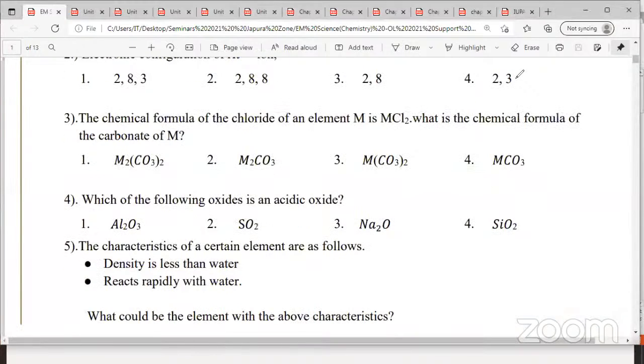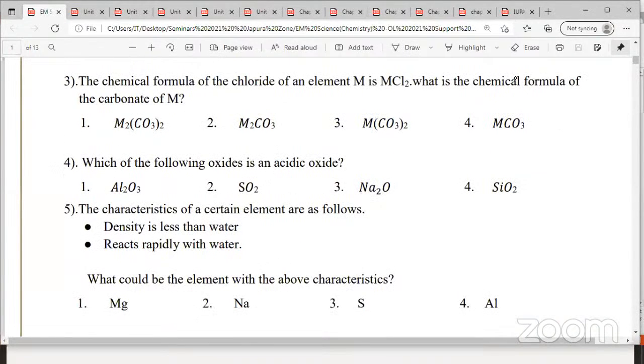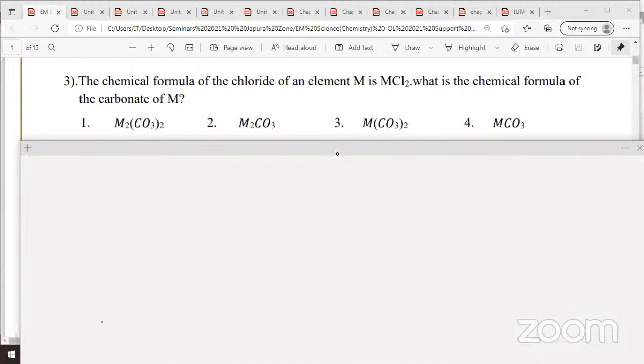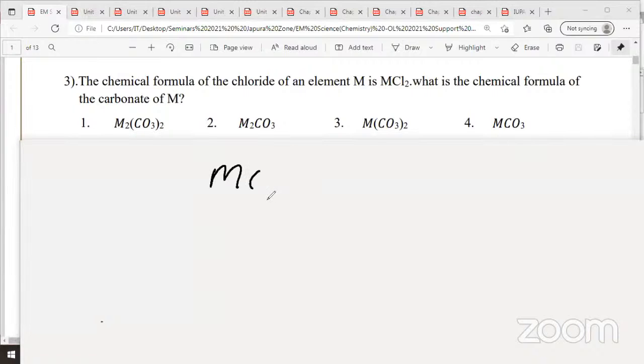Question number 3, chemical formula of M. M is not the real symbol. Why is MCl2 given? That is to get the valency of M. When you separate them back into ions, this 2 belongs to M, so M becomes M2 plus. Cl is Cl minus. There are 2 Cl minus.